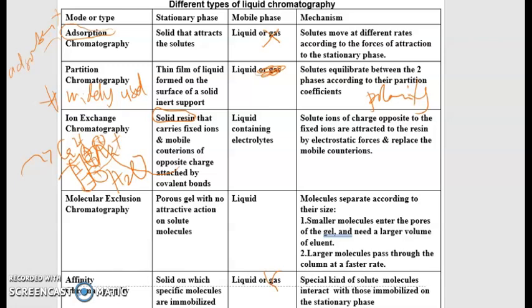Dia akan replace lah. And then, for molecular exclusion chromatography, we have porous gel with no attractive action on solute molecules. So, the pores, we are going to have different size pores. Mobile phase is liquid. So the molecules will get separated according to the size. The smaller molecules will enter the pores of the gel and need a larger volume of eluent. However, the larger molecule will pass through the column at a faster rate. So larger molecule dia tak masuk. Dia terus eluted first. So the largest molecule will be eluted first.